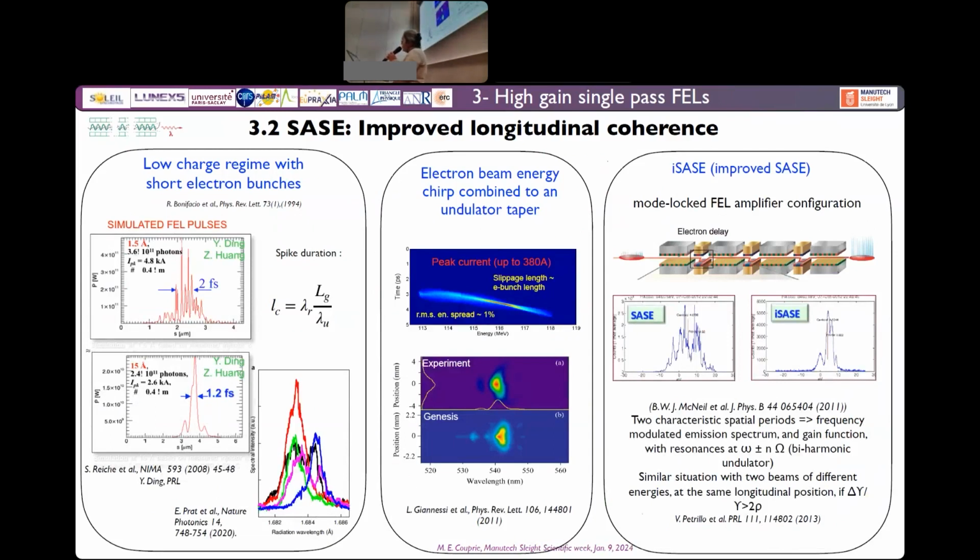Or we could copy conventional lasers and try a mode-locked FEL amplifier configuration. It's a kind of optical klystron type, where we have different segments of undulators and different dispersive sections. So we can mode-lock the radiation and get close to a single spike. We call it improved SASE.